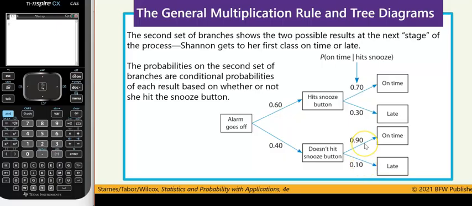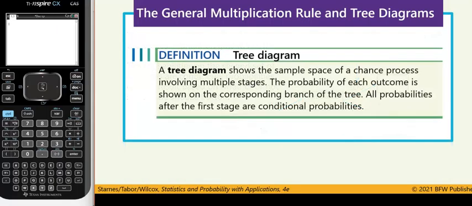10% chance of being late, which means a 90% chance of being on time there. So they gave us some of those numbers, and you have to intuitively use the complement to figure out the rest. We'll do one from scratch in a minute.